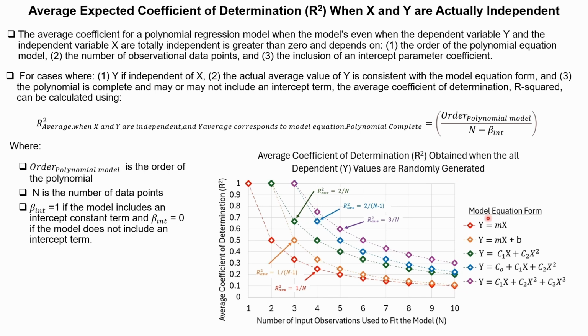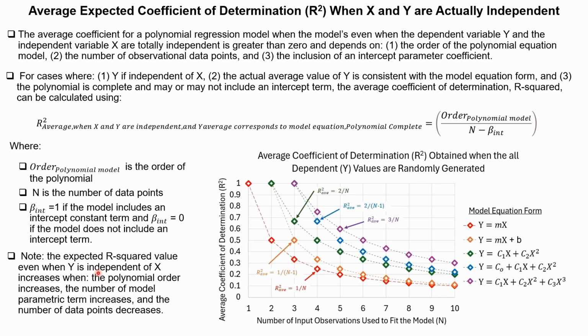And for the last model equation form shown in the curve, where the polynomial order is 3, but the model does not include an intercept term, the numerator is 3 and the b-intercept is 0. And therefore the average coefficient of determination will be 3 over n. And when n is 4, the average R-squared value will be 3/4 or 0.75, despite the fact that the dependent variable values are all randomly generated.